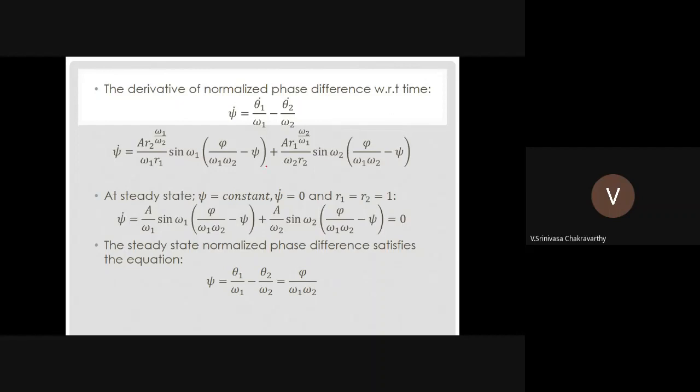So notice now, here you have sine of omega 1 times the term in the brackets, and you will have the same term, phi by omega 1 omega 2 minus psi, in the other part. If you are looking at a steady state normalized phase difference, that is where psi dot is equal to 0, then this whole thing has to be 0. And that is a very simple solution, which is nothing but this becoming equal to 0. What that means is psi, defined as theta 1 by omega 1 minus theta 2 by omega 2, is equal to phi by omega 1 omega 2.